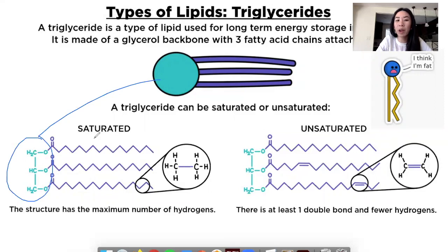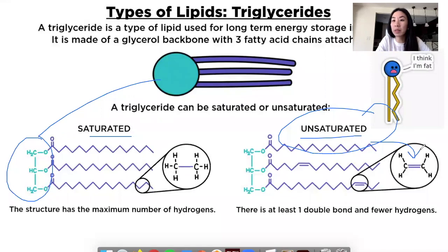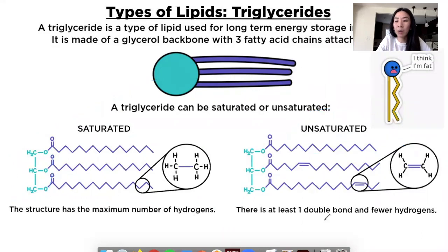There are 2 types: saturated fatty acids and unsaturated. The difference between saturated and unsaturated is that unsaturated fatty acids have a double bond. Okay, so that would be the key difference. Because they have a double bond, they have fewer hydrogens. Instead of this carbon having 3 hydrogens attached, if it's double bonded to another carbon, then it only has 2 hydrogens attached.